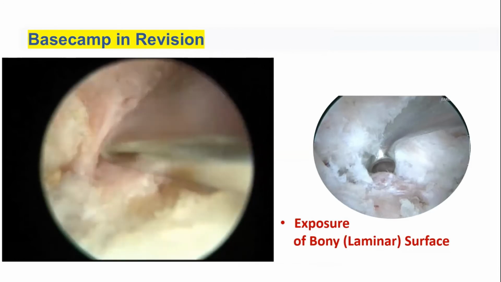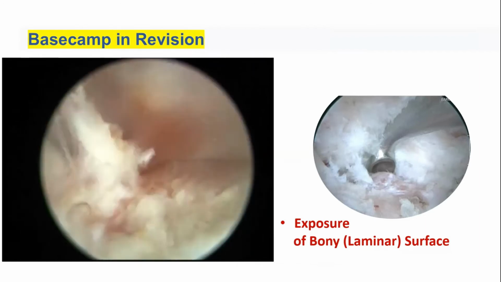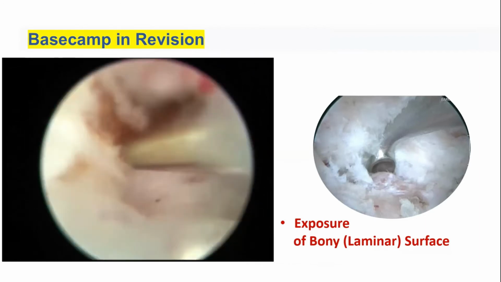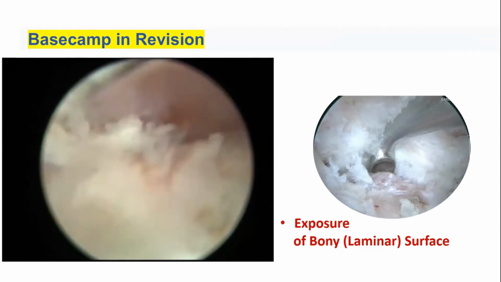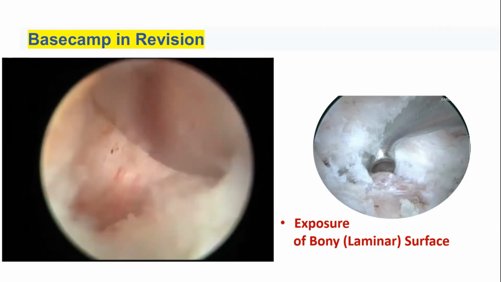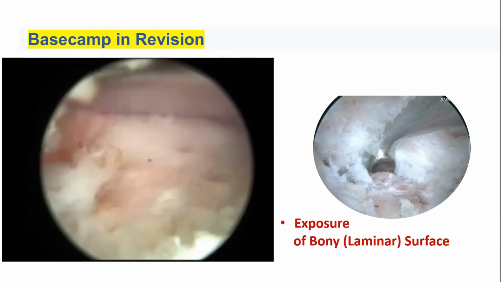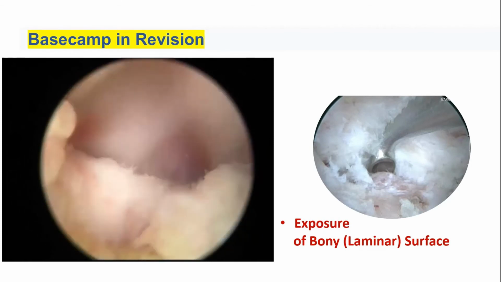first of all, you can see that there's a lot of scarring, it's less pliable. So you can't really push the soft tissue medially as easily. But we can more or less identify the base of the superior articular process. This patient had a previous laminectomy, so you can see that the base of the superior articular process is visualized.